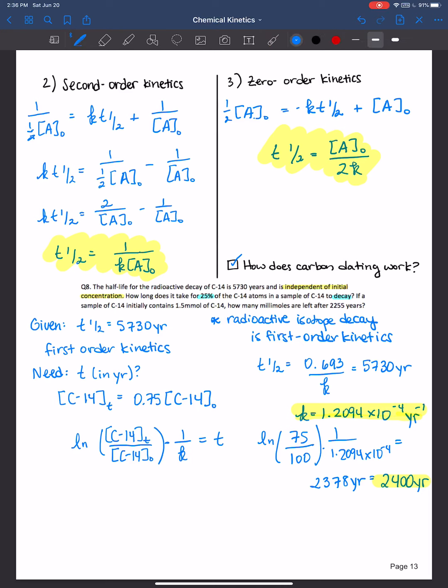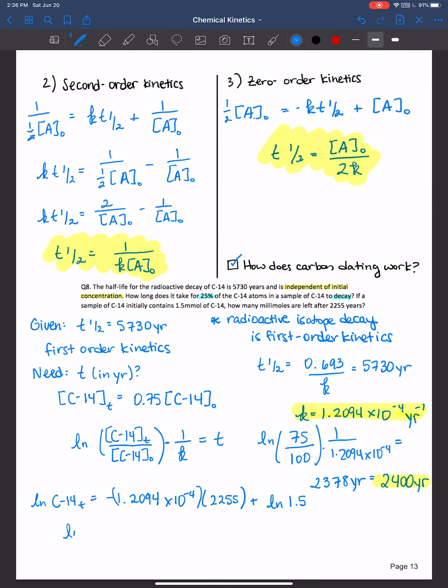So I'm going to write down the integrated rate law. So natural log of C14 at a specific point in time is equal, remember, to negative KT, so negative 1.2094 times 10 to the negative 4th times the time, plus the natural log of 1.5.